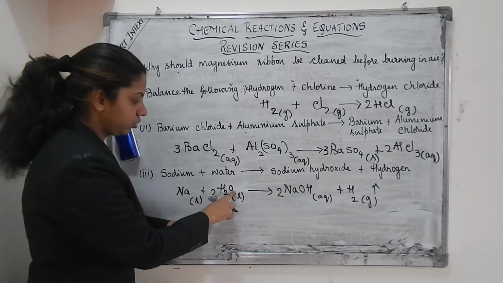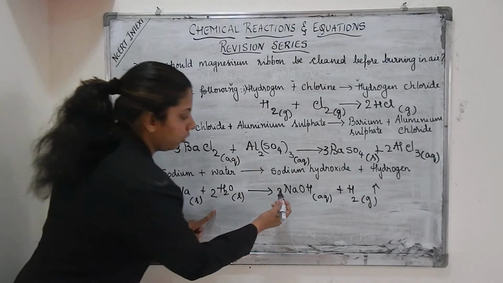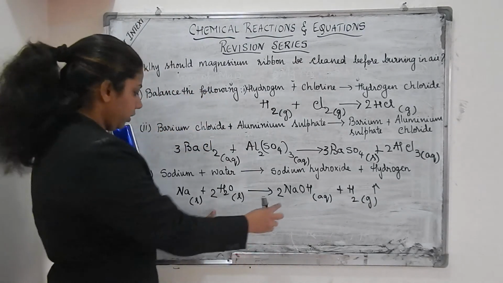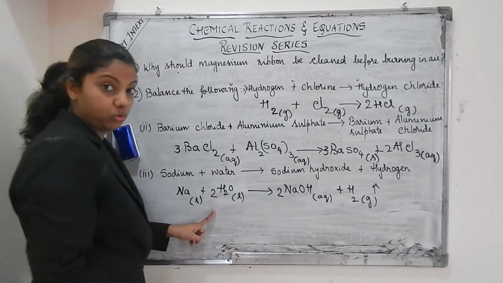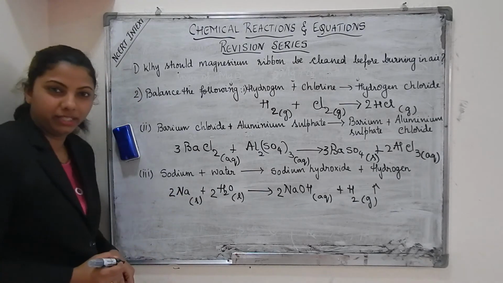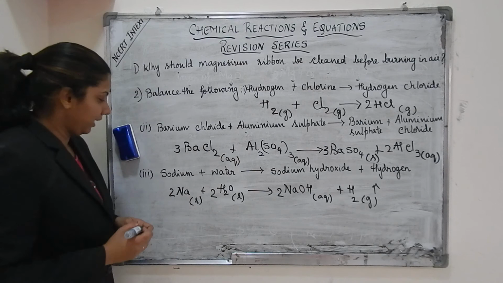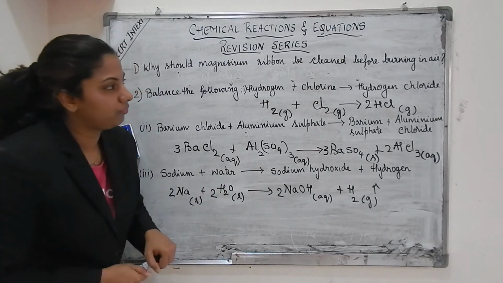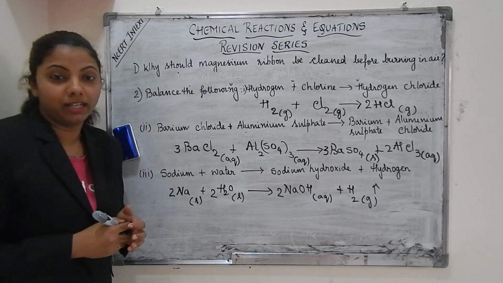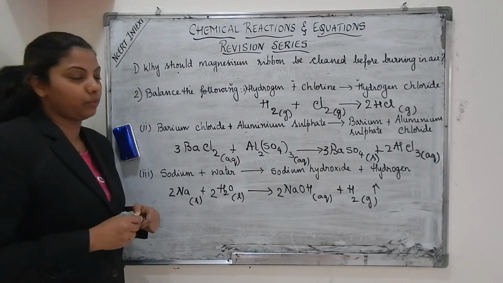What about oxygen? It's 2. Look here, 2. Okay. Now here also it is 2. What about sodium? Sodium is 2. So I need to put 2 over here. Please don't write 2 at the bottom. That's not correct. Alright. So this is the balancing of these 3 equations. I hope you are clear with these questions.